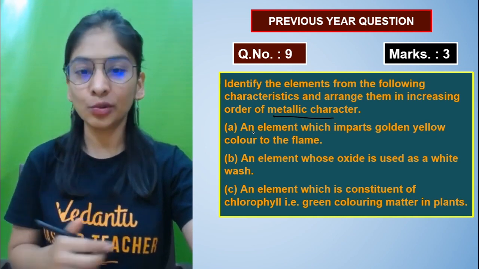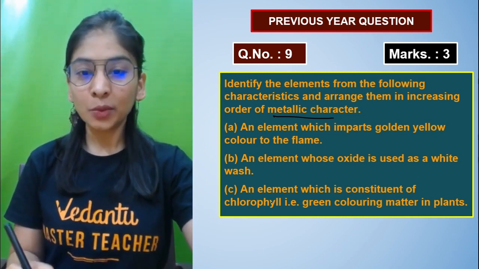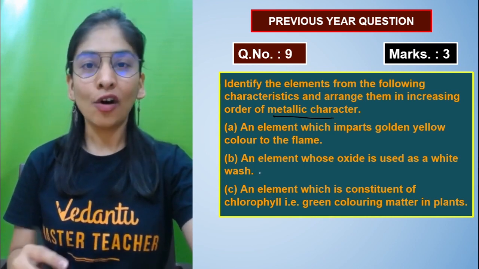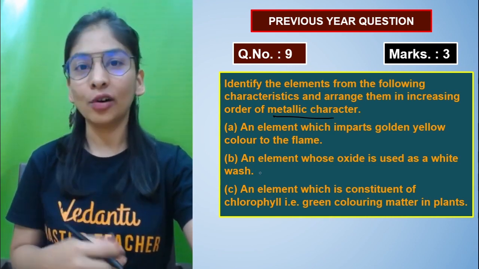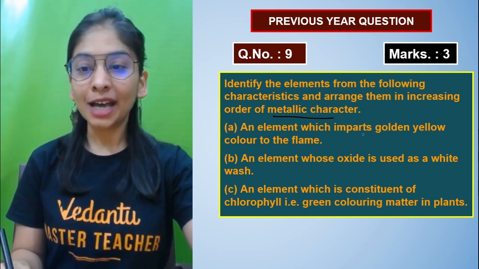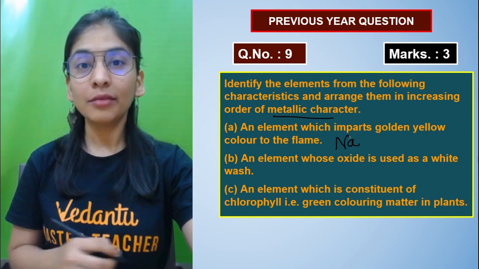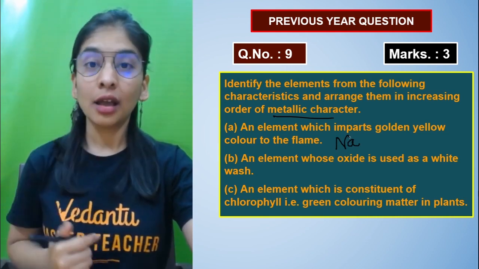Tendency of your element to lose electron. So first we'll identify these elements and then we'll put them into right order of metallic character, increasing order. An element which imparts golden yellow color to the flame is my metal sodium. Sodium, whenever you burn it, it gives golden flame.